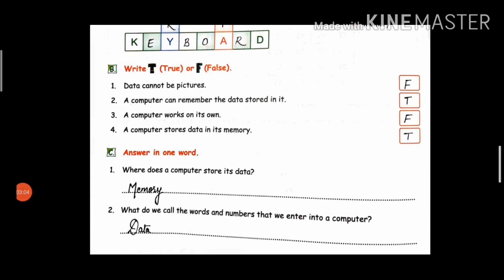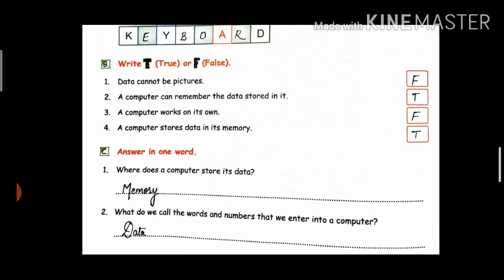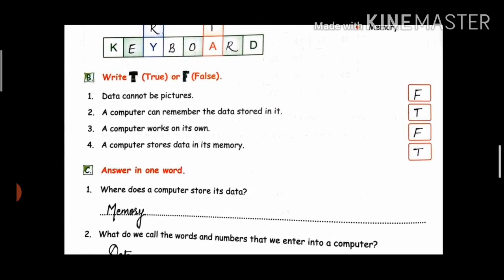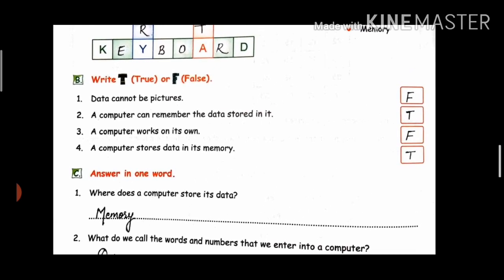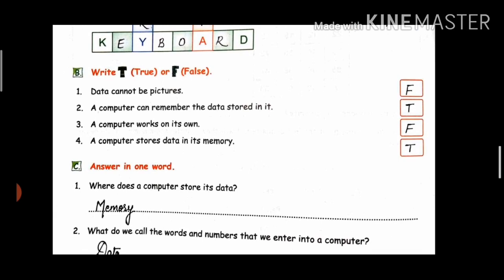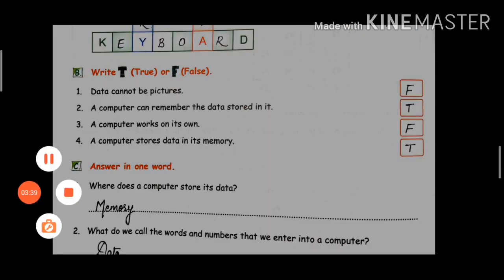The second true or false says, a computer can remember the data stored in it. Is this statement true? Yes, the second one is true because a computer never forgets anything. It always remembers the data which is stored in it. It remembers everything. So the second one is true. Now the third one, a computer works on its own. Is this statement true?